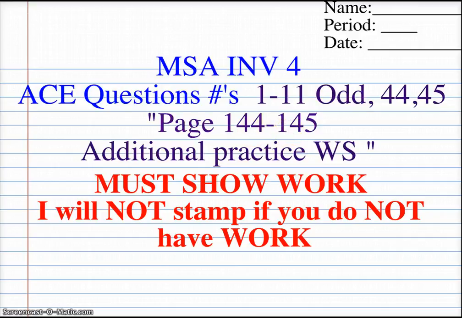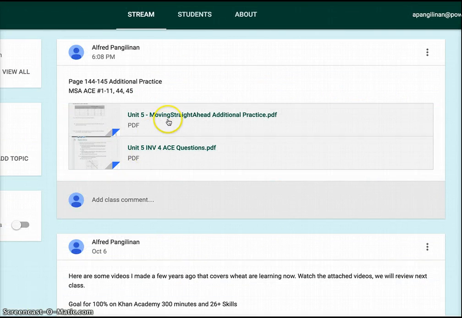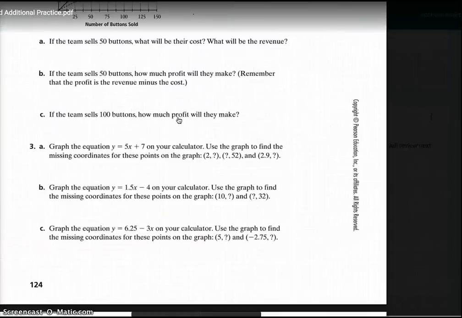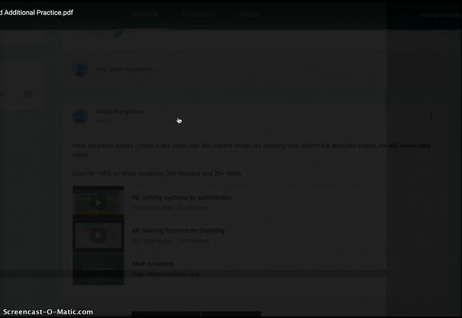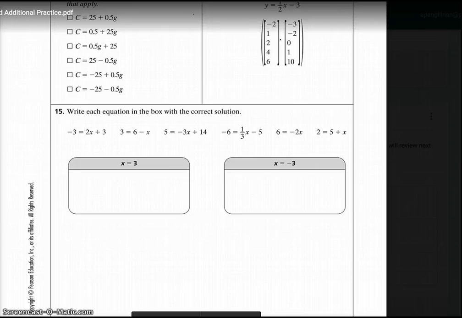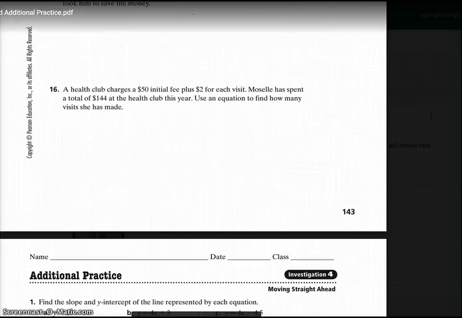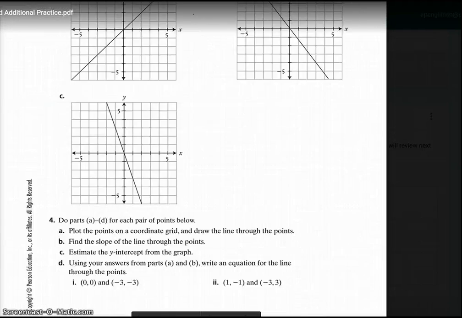That one is available for you online in case you lose this one or forget it. It's going to be this one, the additional practice, page 144 and 145. You just scroll down to get to those pages. Let's see, is this it? No, even further. 140, 143. Here you go. 144 and 145.